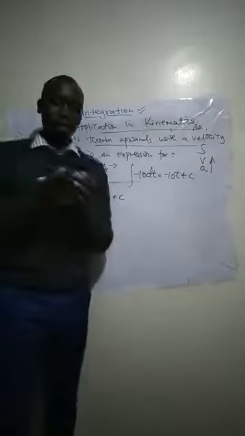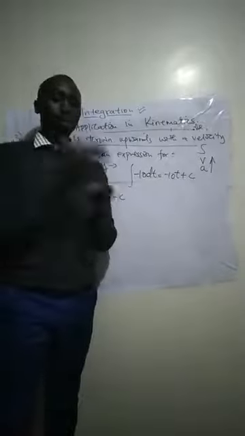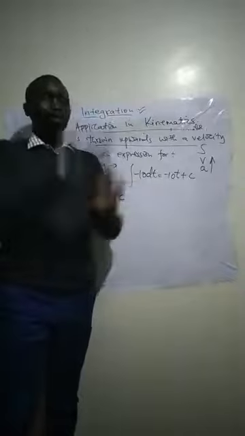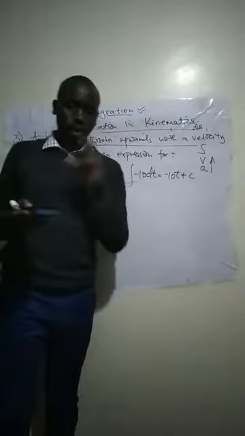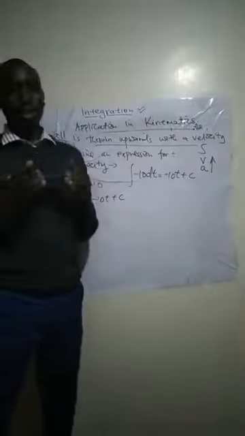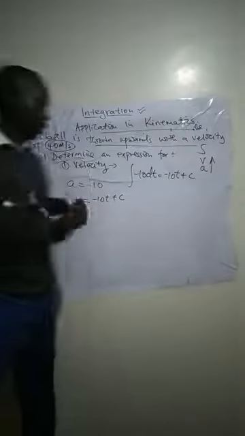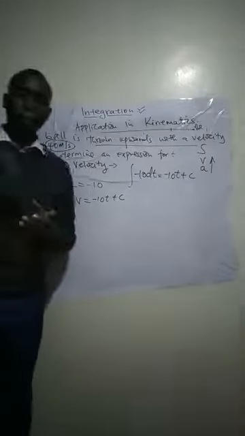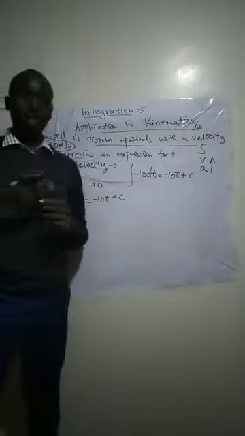I am simply saying that the object was released at a velocity of 40. Remember, the released speed is called initial velocity. So the initial velocity is 40. But what do we know about initial velocity?